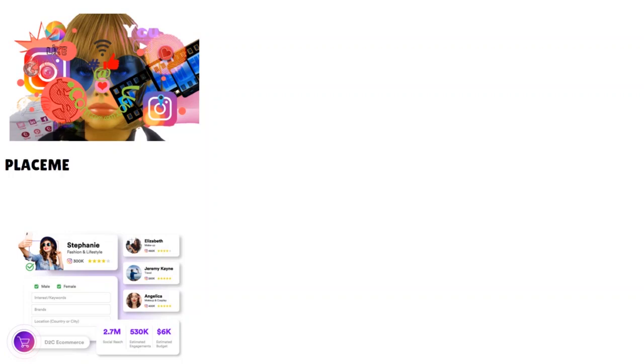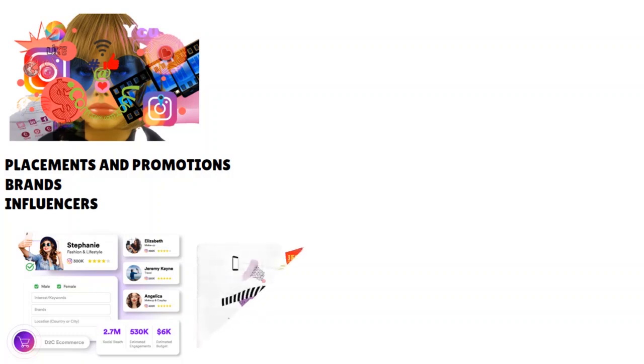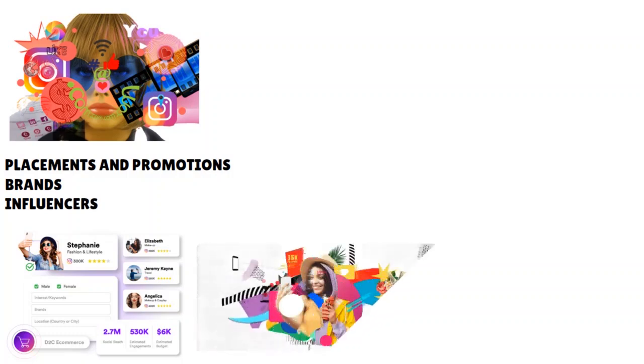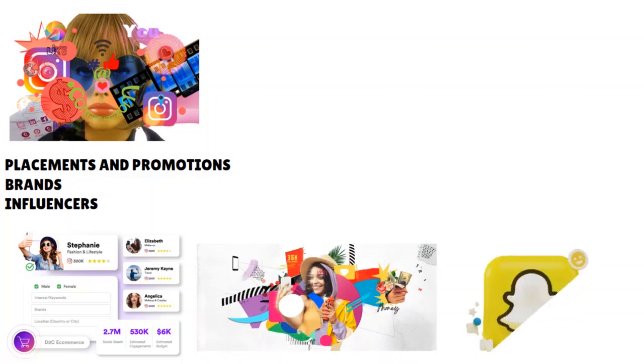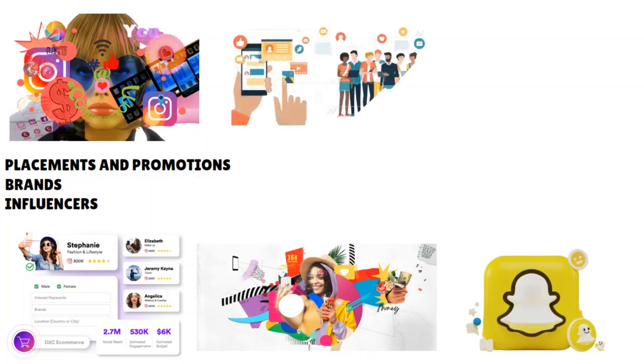And so when you go through Minea, you have 3 categories. You have placement and promotions, you have brands, and you have influencers. You can sort results by placements. You can sort by platform also, so you can do placement and Instagram or Snapchat. You can go through category, nation, and number of followers.